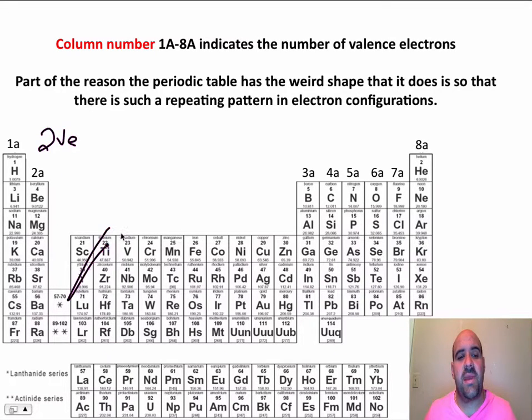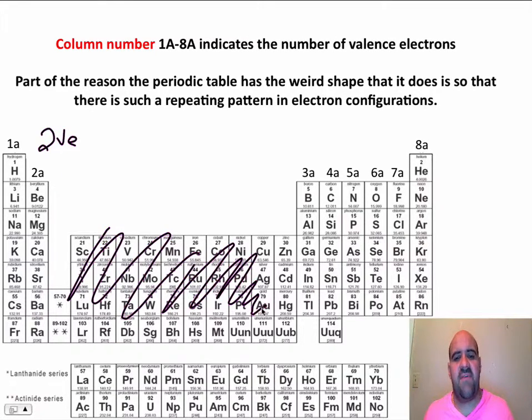And the trend continues. Again, we ignore all this stuff. These aren't the representative elements. But when we come over here, column 5, nitrogen's going to have 5 valence electrons because it's in column 5A. Then 6, 7, and 8.